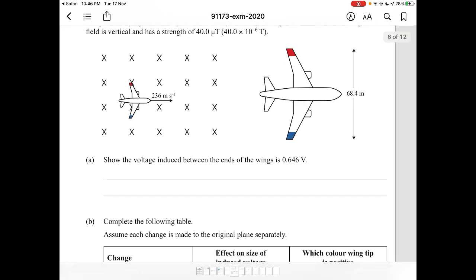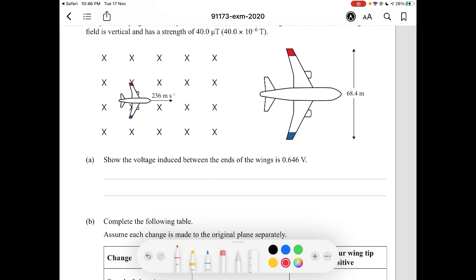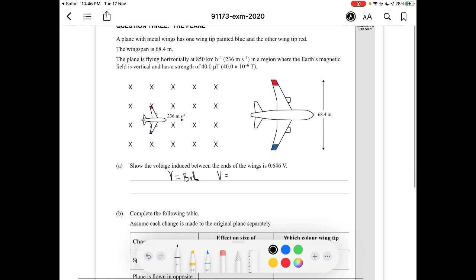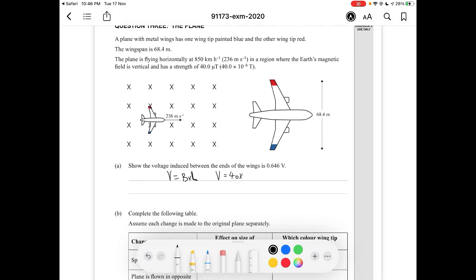Question A, show the voltage induced between the ends of the wings is 0.646 volts. So we know that the size of the voltage induced is equal to the size of the magnetic field times the velocity of the conductor multiplied by the length. So in this case, we can say that the voltage induced is equal to the magnetic field strength, which is 40 times 10 to the power of negative 6, the velocity, which is 236, times the length, which is 68.4.